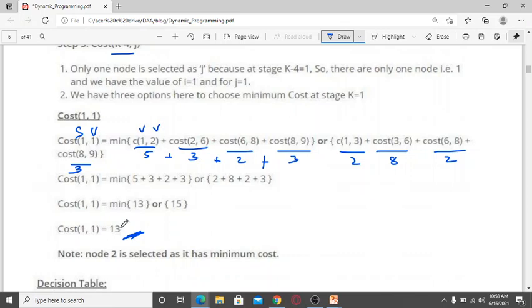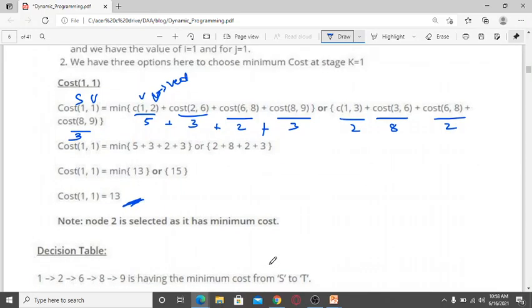What answer are we getting? The minimum is 13. And how do you get the 13? When you select this vertex, node 2 is selected as it has the minimum cost. So from 1 to 9, whichever stages I go through, that will be the best and optimal solution.